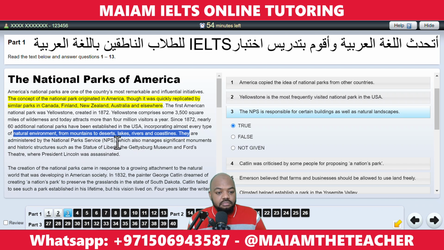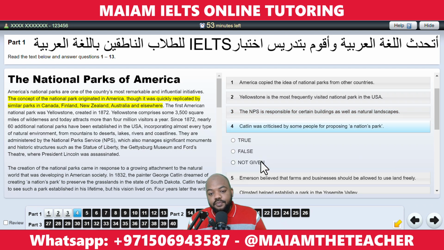Yeah, straightforward. Moving on, number 4. It says here, that wouldn't be Caitlin, that'd be like Catlin, was criticized by some people for proposing a nation's park. So yeah, let's say Catlin was criticized by some people for proposing a nation's park.